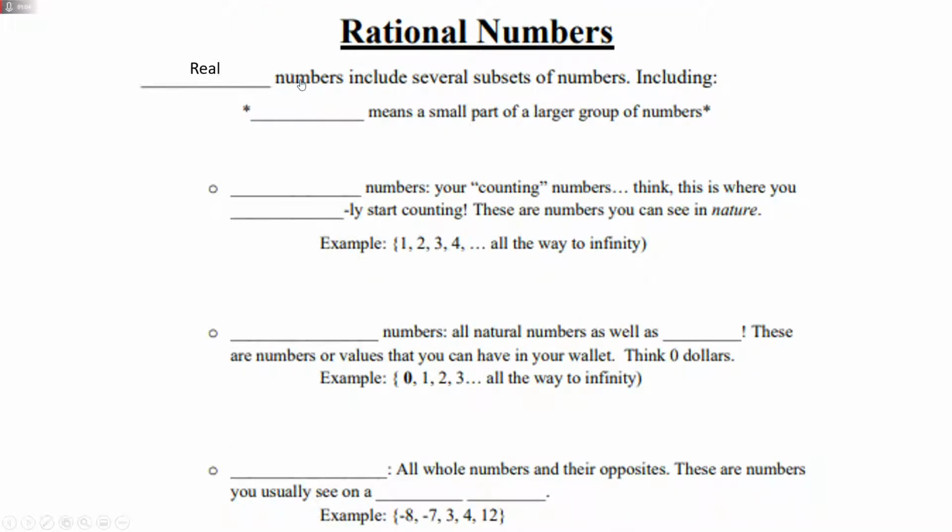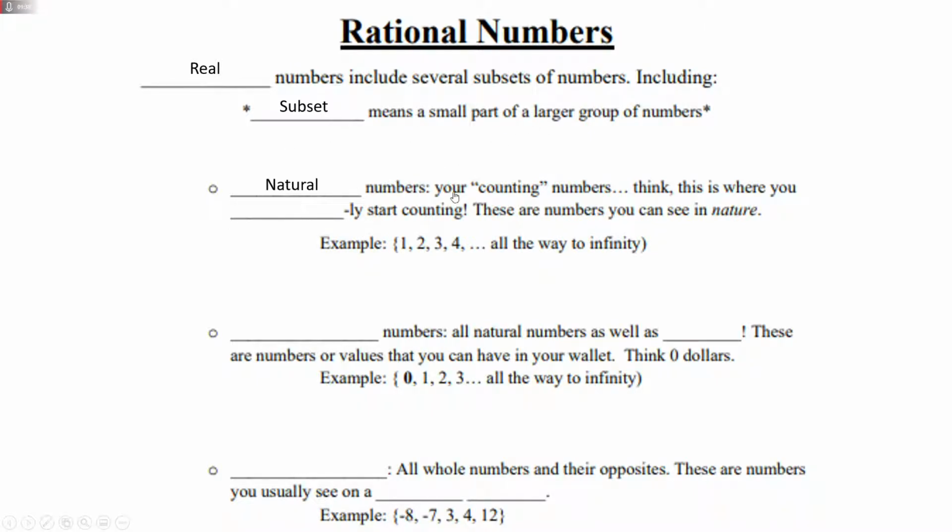Real numbers include several subsets of numbers, and a subset means it's a small part of a larger group of numbers. An easy way to think about subsets is, say we have Graham Park as a whole. A subset of Graham Park might just be the 8th grade. And maybe a subset of the 8th grade could be Miss Leidy's class. So even though you're an 8th grader, you're still part of the larger school itself. So that's one way to think about subsets.